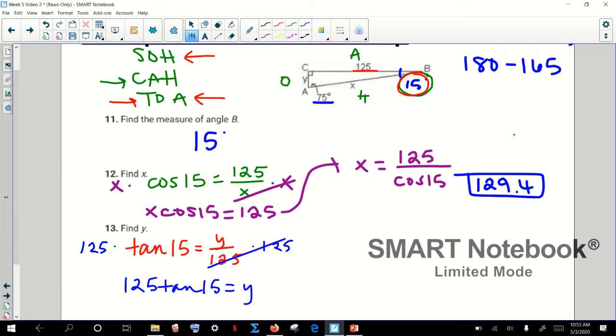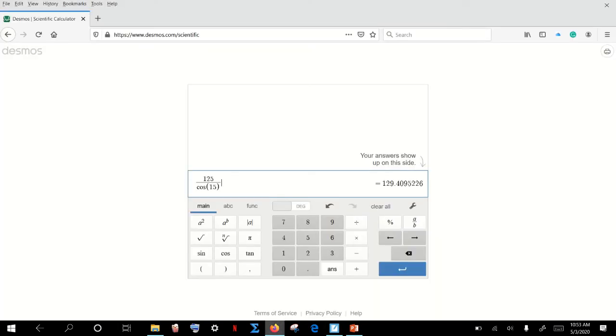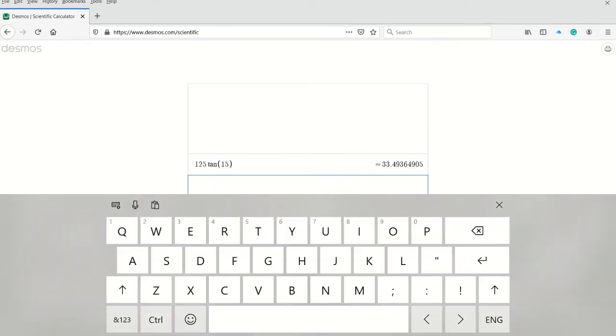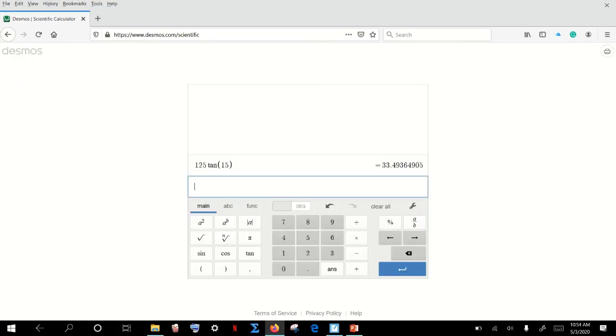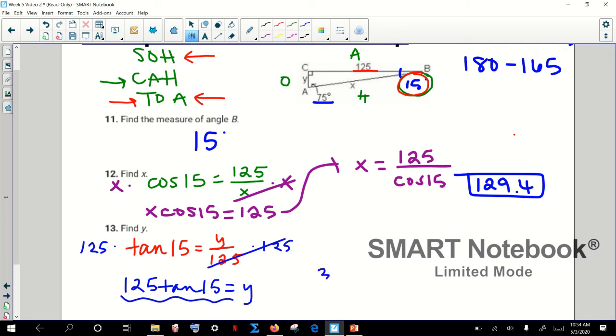And now I have y by itself, so all I have to do is plug this into my scientific calculator. So 125 times the tangent of 15. So let me clear this out. 125 times the tangent of 15. And that gave me 33.5 for my answer. 33.5. That's the length of y in our triangle.